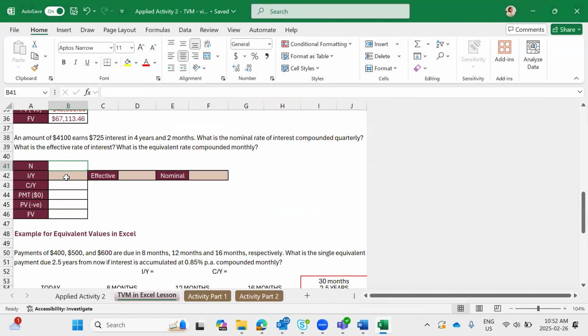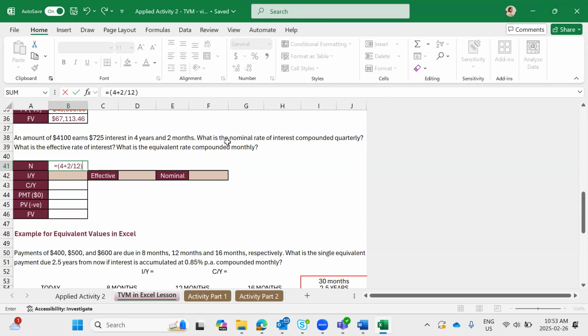So first step, before we can find IY, we need to fill in what we do know from the question. So the amount of time here is a little bit trickier to find because it is a fractional amount. We have 4 full years plus 2 months more. I take the 2 over 12 to convert that into years, so I have a total number of years, and then the formula for N is always years times CY.